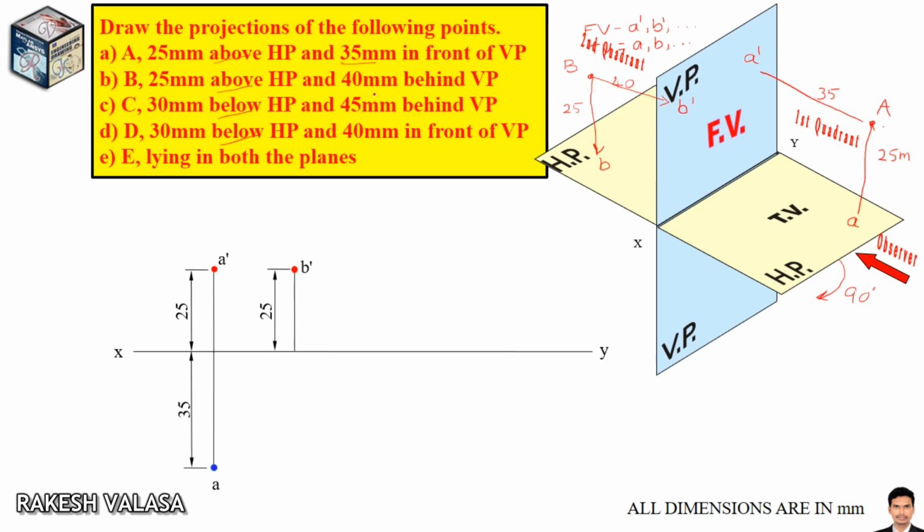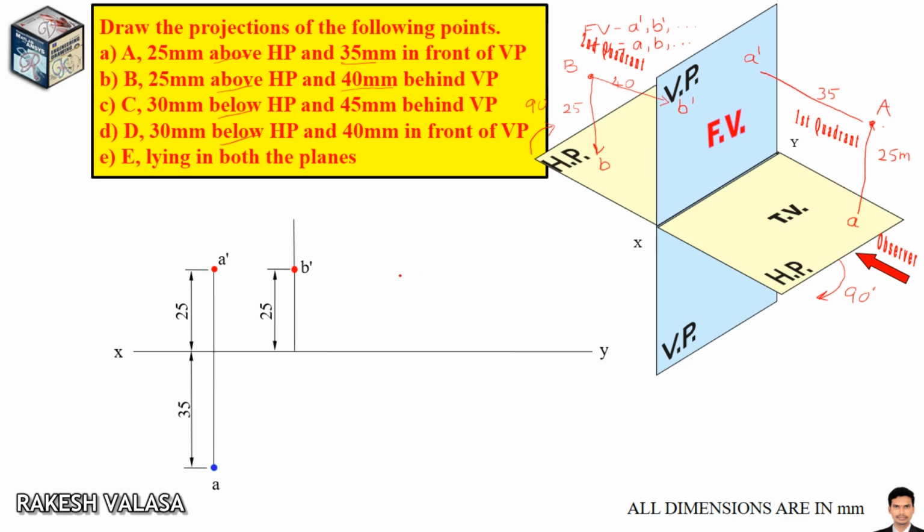Next one is 40 mm behind VP. You can see this distance only in the top view. So this top view projection falls on the horizontal plane. For our convenience, rotate this horizontal plane 90 degrees clockwise. So this top view point goes above XY.